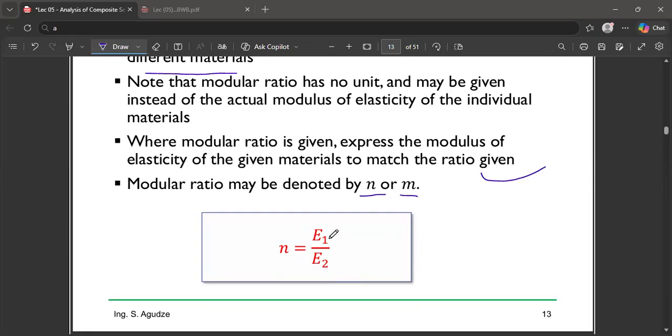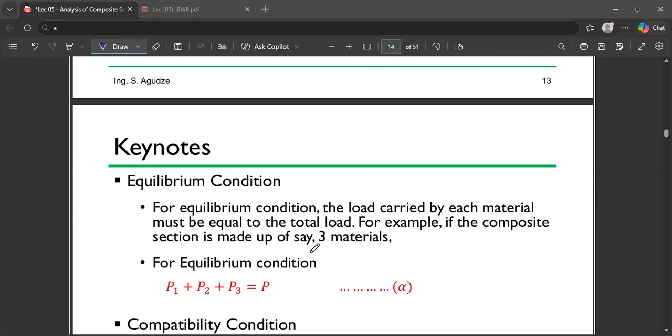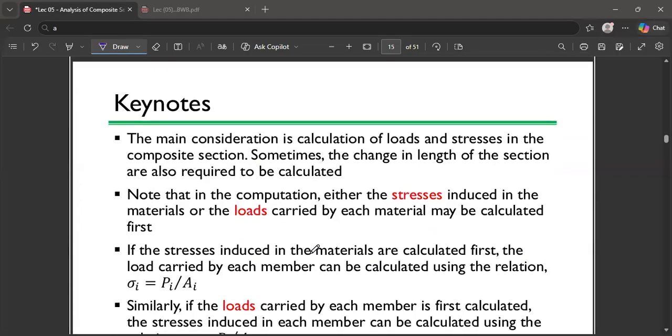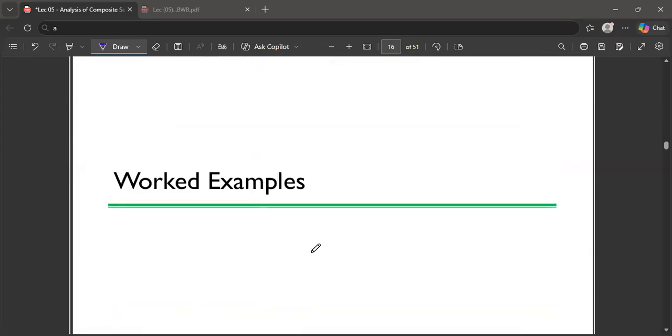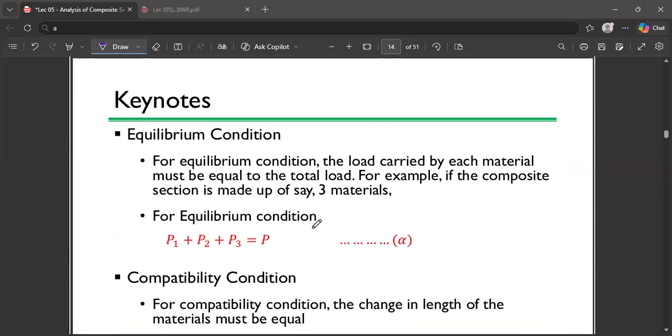Okay, so this is an example of modular ratio. That is the elasticity or the Young modulus of material 1 over the Young modulus of material 2. At the end of the day, you realize that they are all in Newton per millimeter squared, so Newton per millimeter squared will cancel out Newton per millimeter squared. That is why we are saying that they have no unit. Do you understand me? So these are some key notes you should note before we start solving some worked examples. Let's quickly brush through them and see how best we can proceed.